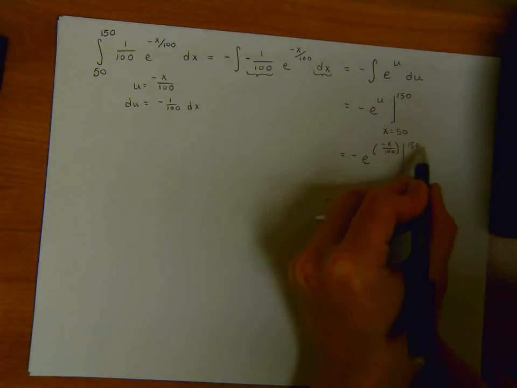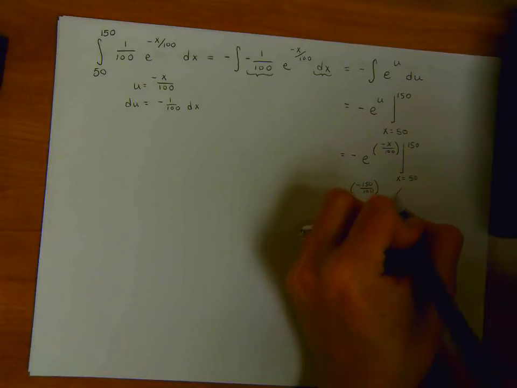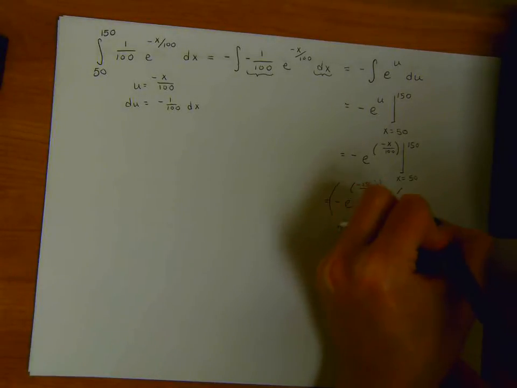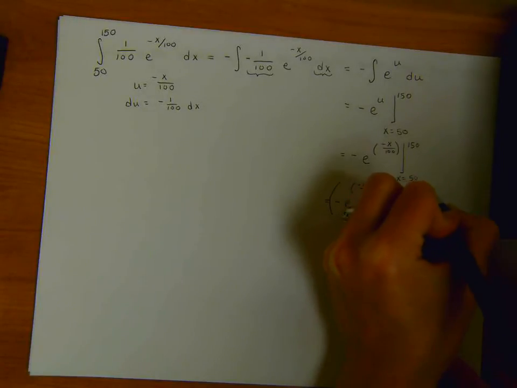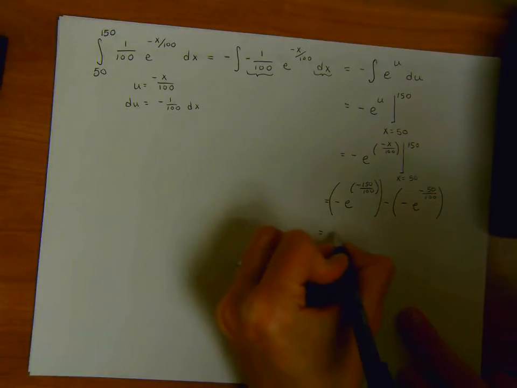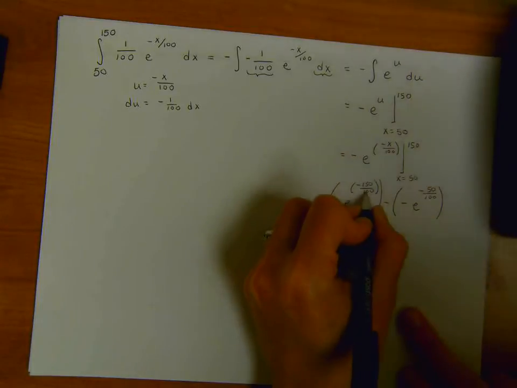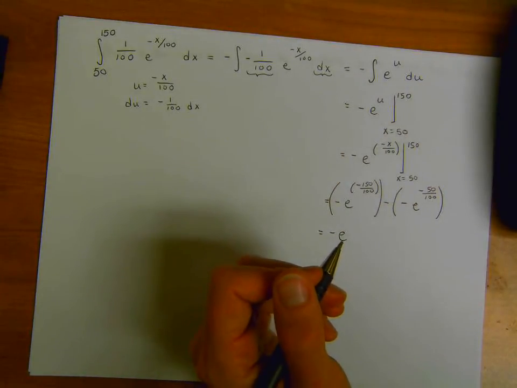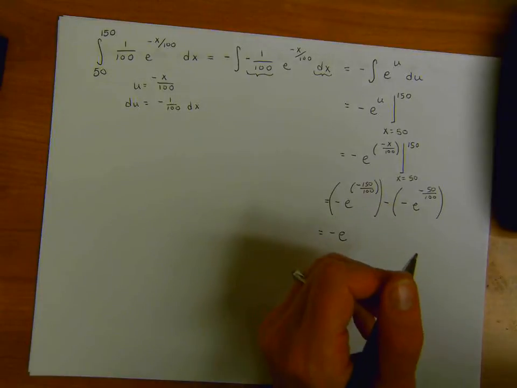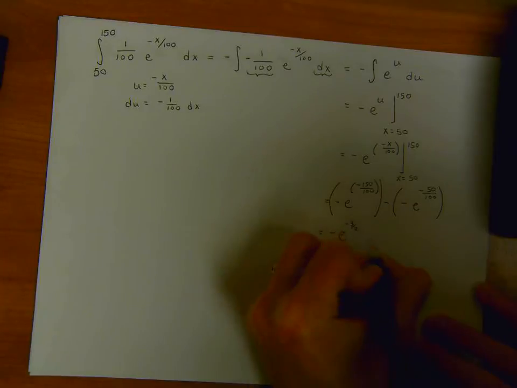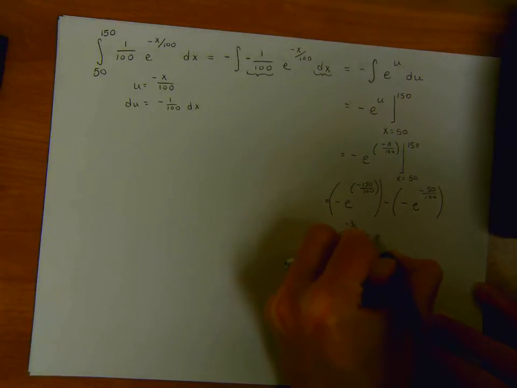So evaluating at the upper bound minus evaluating at the lower bound, minus a negative will end up being a positive, e to the negative 50 over 100. I can simplify this slightly. It's 15 tenths, which is, dividing both top and bottom by 5, 3 halves, e to the negative 3 halves, plus e to the negative 1 half.